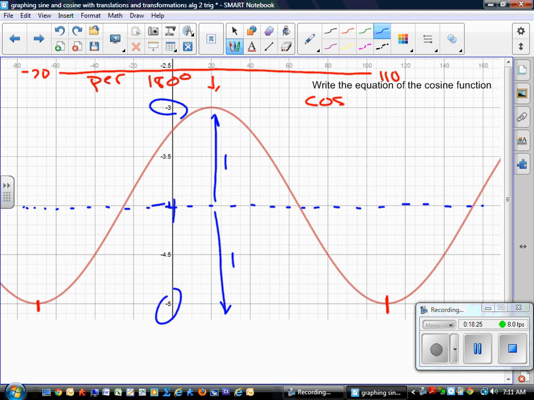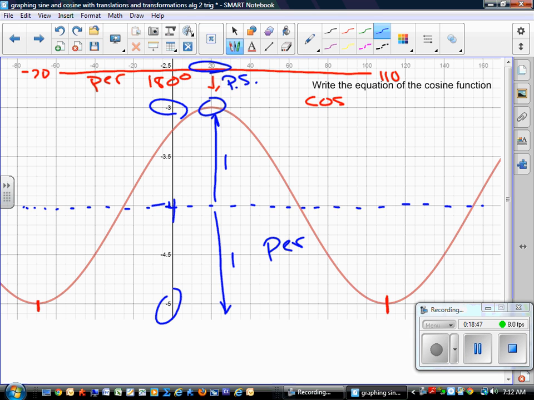Now cosine usually starts up. So this is where my cosine usually starts. So it appears that I've moved over 20 degrees, which is my phase shift. All right, and now I'm going to piece together this graph. So I know my period is 180. So if my period is 180, I'll do it right here.